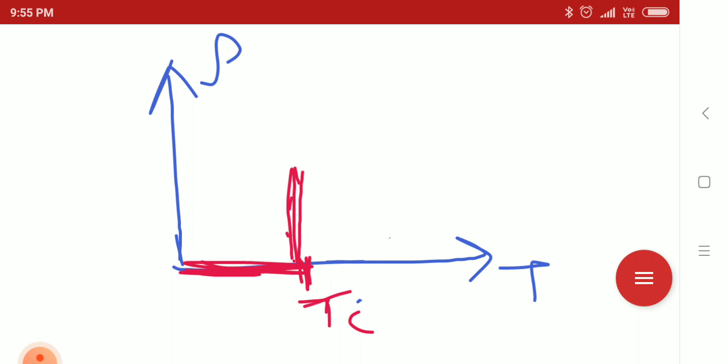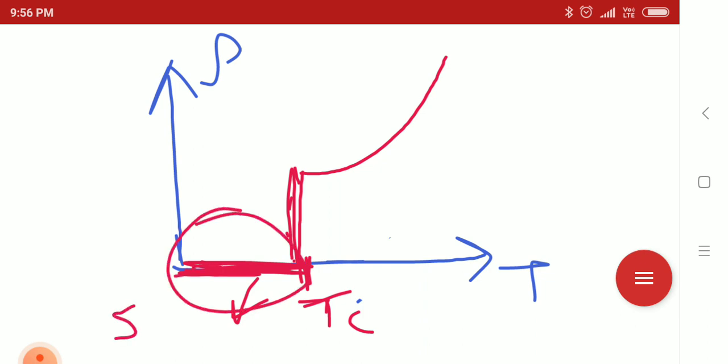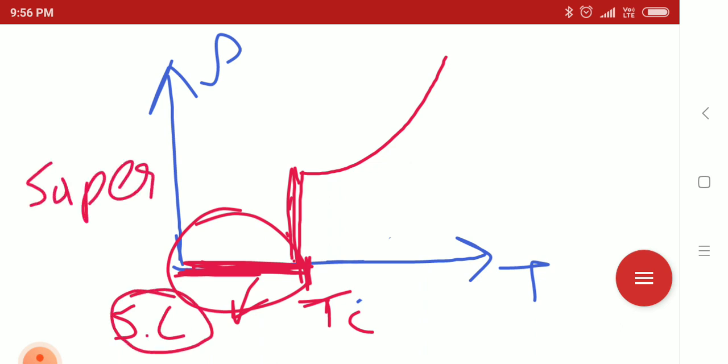Up to this limit, and after that the graph becomes like that. Below this temperature, up to this limit, a material can show the property of superconductivity. And whenever the material crosses the critical temperature Tc, it will show a normal conductor.